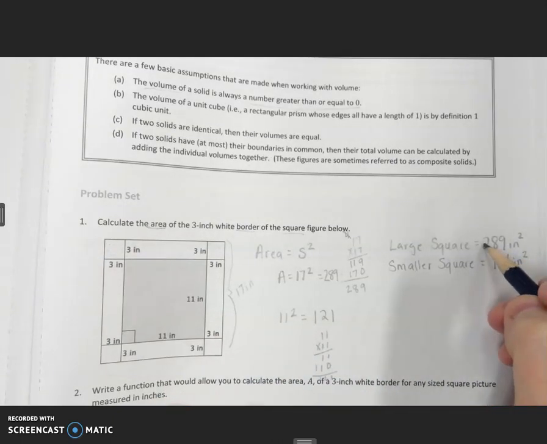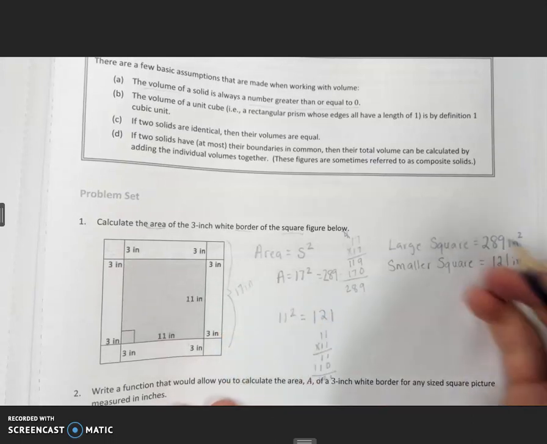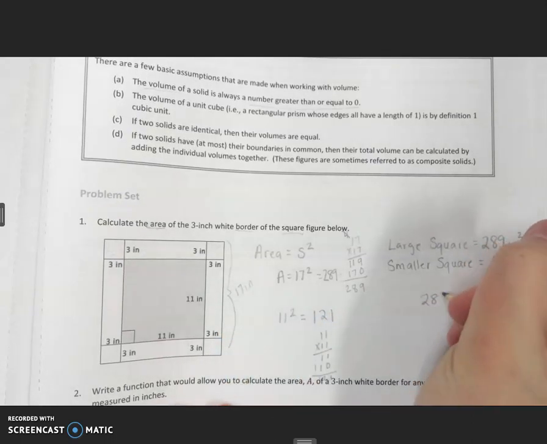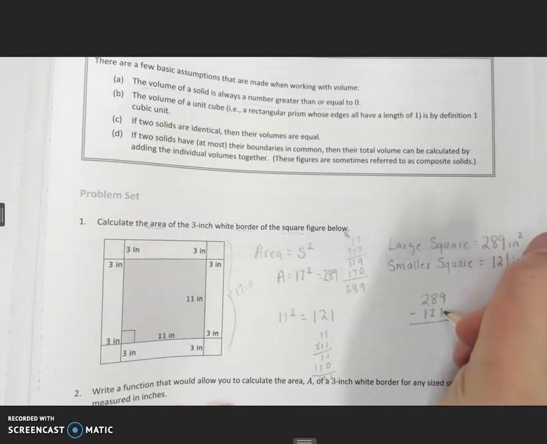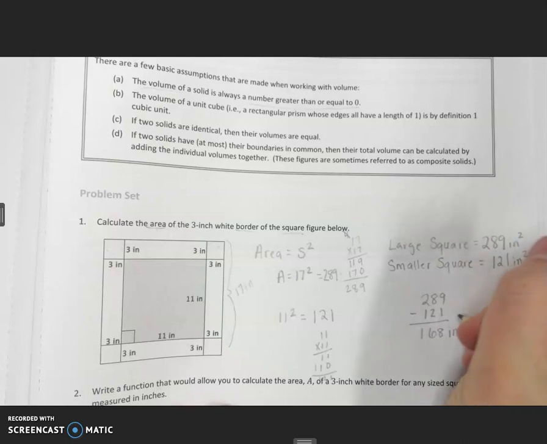So now, again, we're trying to find that white border. If I subtract my smaller square from my larger square, I would be left with just the space I'm trying to find. So I'm going to do 289 minus 121. 9 minus 1 is 8. 8 minus 2 is 6. 2 minus 1 is 1. So 168 inches squared.